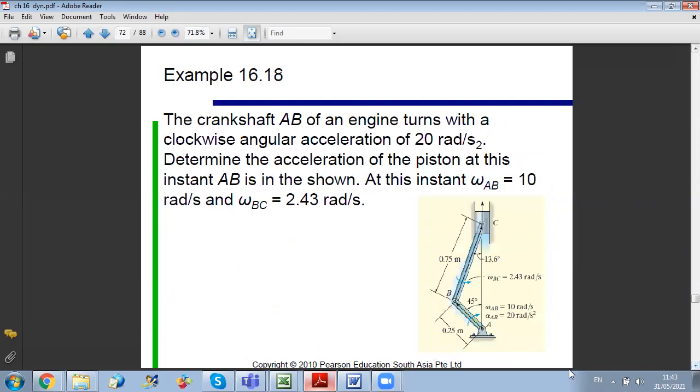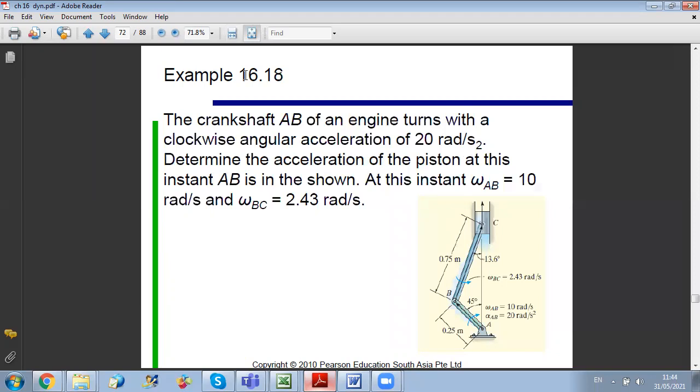So let us do another problem on this. The crankshaft AB of an engine turns with a clockwise angular acceleration of 20 radians per second square. Determine the acceleration of the piston at this instant as shown. At this instant, omega AB is equal to 10 radians per second, and omega BC is equal to 2.43 radians per second.